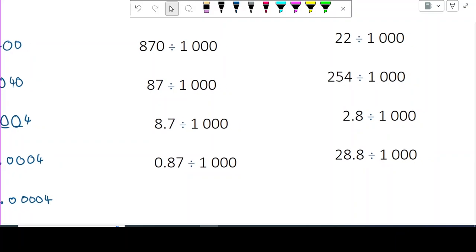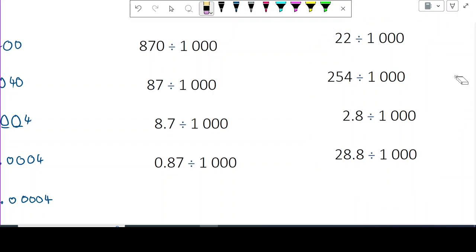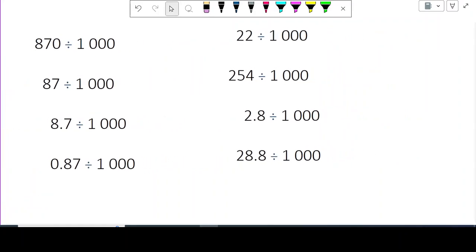By all means, if you'd like to, pause the video now and try this last set that are on the right there. Press play when you want to see the solutions. I'm going to do both of these at the same time. Welcome back, let's do those solutions then.